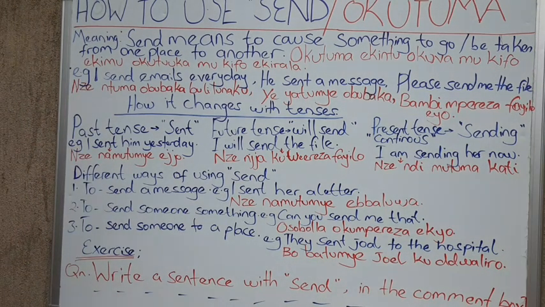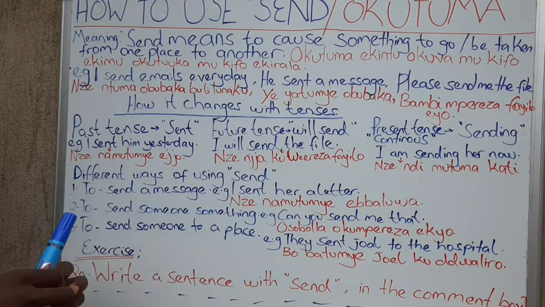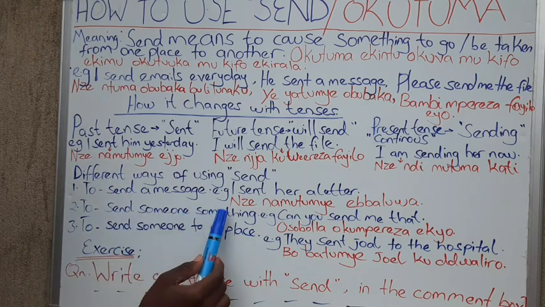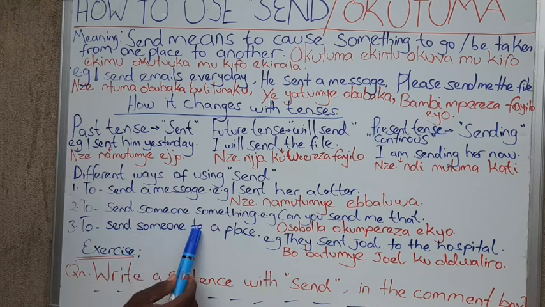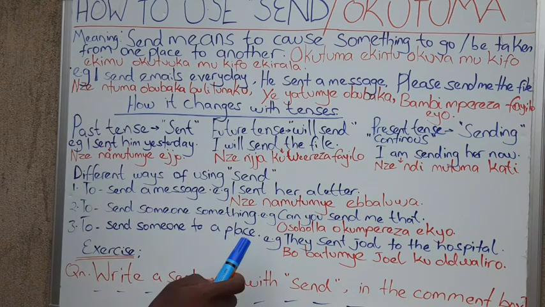Okay, what you should note here, there are three different uses of send. Number one, to send a message, okutuma obubaka. Number two, to send someone something, okutuma omuntu ekintu. The third use is to send someone to a place, okutuma omuntu mu kifo. This one is different from the second one. Those are the three uses of this word send, okutuma.